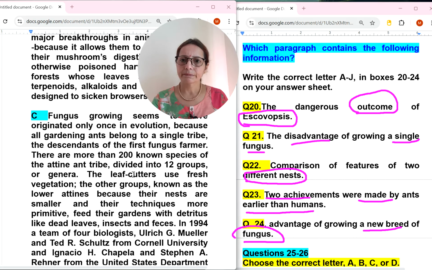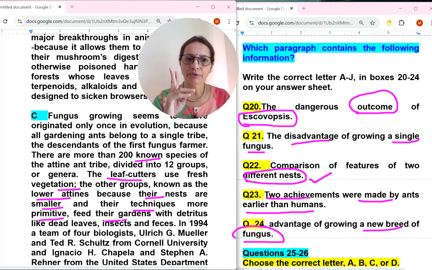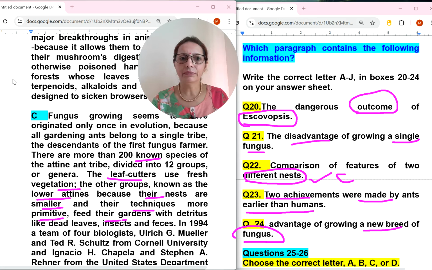Yes, nest is there. See this? So let's read. Here in first they were comparing the things in leaf cutter, and then leaf cutters use fresh vegetation, known as lower attines because their nests are smaller and their techniques more primitive, feed their gardens with. So comparison of features of two different nests. I will mark it C number. Okay. So let's read two achievements advantages.